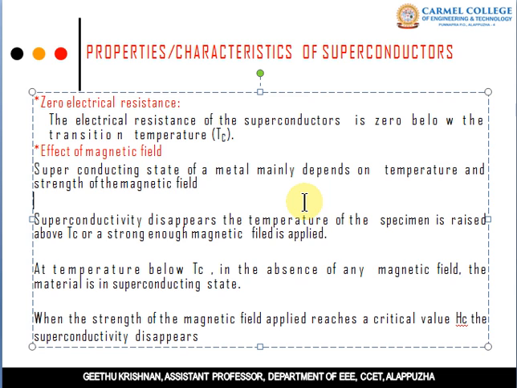Next one, effect of current. That is, the critical magnetic field required to destroy superconductivity need not necessarily be applied externally. If we consider a current flowing through a superconducting wire, this current will develop a magnetic field. If that developed magnetic field is greater than the critical value, the superconductivity there will be lost. So current also has an effect upon superconductivity.